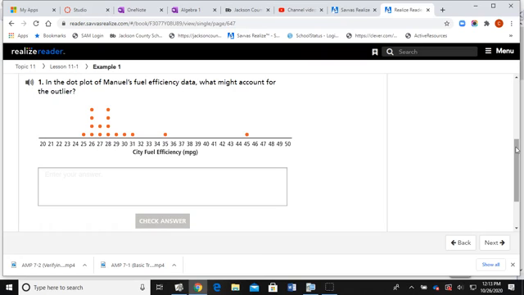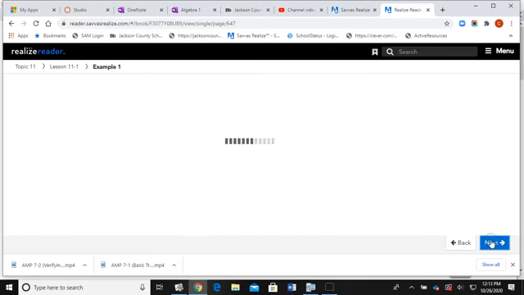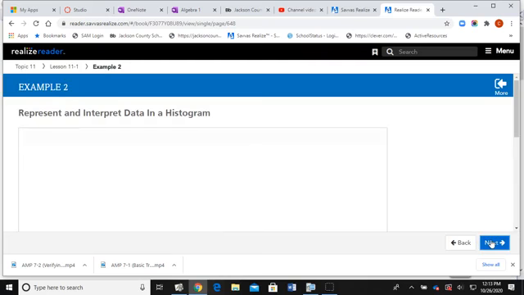No, absolutely not. Motorcycles, believe it or not, get pretty good gas mileage. All right. When they're tiny, yes. All right, our next one. Example 2.